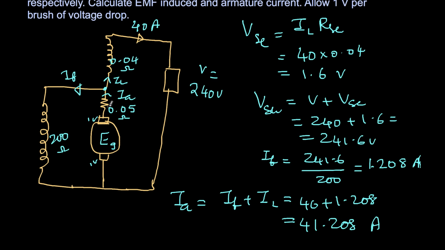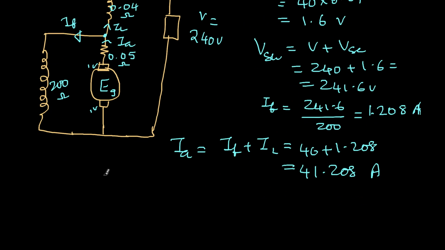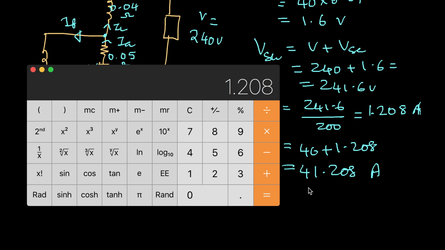Now that I have the armature current, I can find out the armature drop, IaRa. So that is 41.208 multiplied by 0.05, which will be 3.268.